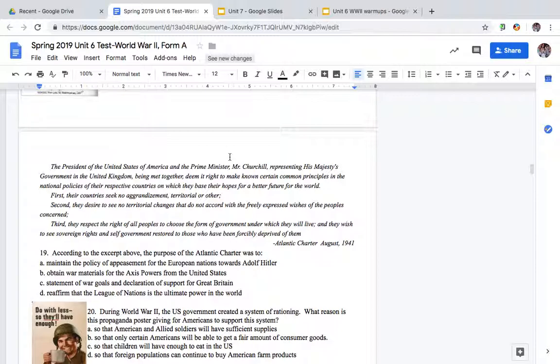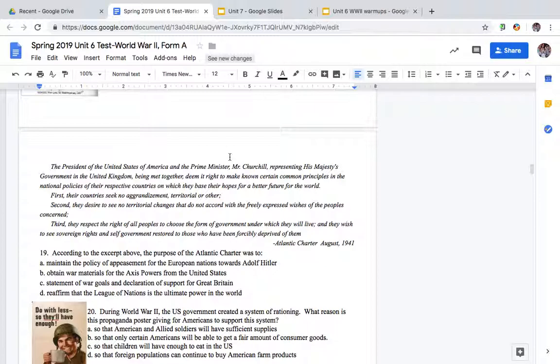Third, they respect the right of all people to choose the form of government under which they will live, and they wish to see sovereign rights and self-government restored to those who have been forcibly deprived of them. From the Atlantic Charter in August of 1941.